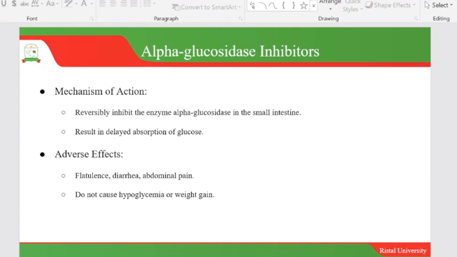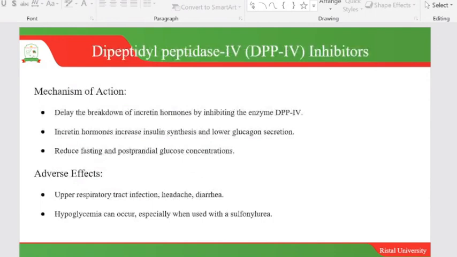Then alpha glucosidase inhibitors. The mechanism of action: they reversibly inhibit the enzyme alpha glucosidase in the small intestine. They result in delayed absorption of glucose. So the adverse effects include flatulence, diarrhea, abdominal pain. And one thing we need to be careful about is that they do not cause hypoglycemia or weight gain. So this is the good part of these drugs.